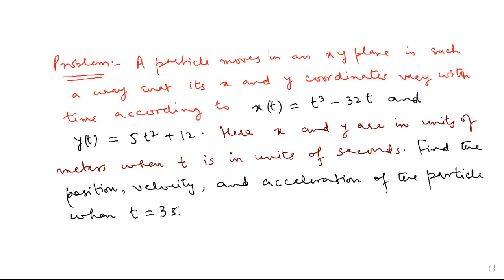Let me check it before moving to the solution. A particle moves in an xy plane in such a way that its x and y coordinates vary with time according to x of t is equal to t cube minus 32t and y of t is equal to 5t square plus 12. Here x and y are in units of meters when t is in units of seconds. Find the position, velocity, and acceleration of the particle when t is equal to 3 seconds.